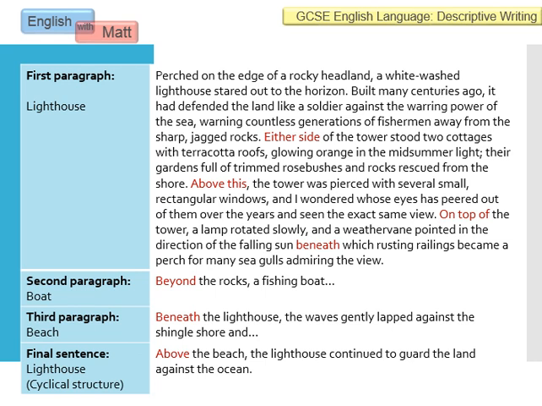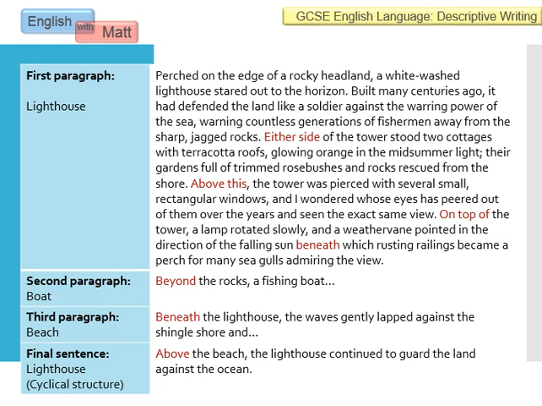My third paragraph would be the beach, beneath the lighthouse, the waves gently lapped against the shingle shore, and, carrying on with that, shingle being small pebbles, bit of sibilance there. And again, like I said, I would return to the lighthouse because that's my focal point, and it would help me create the cyclical structure because it's going back to where I started.